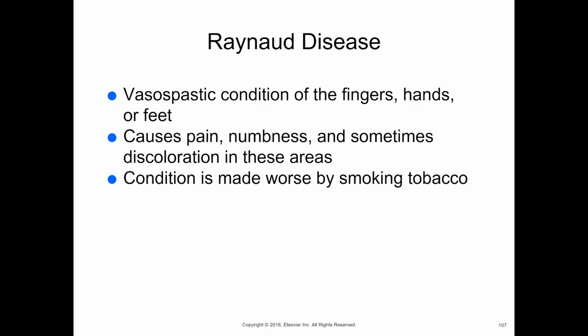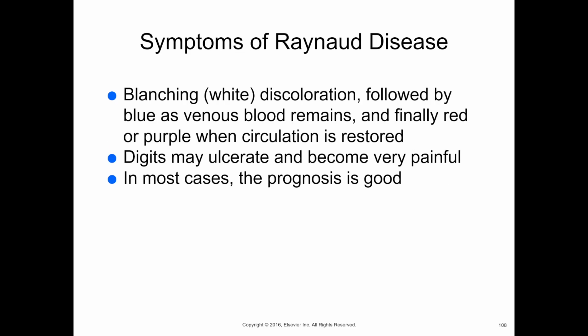Raynaud's disease, this is a rather interesting condition. It can be both primary or secondary. It's a vasospastic condition of our fingers, hands, or feet. You get pain, numbness, sometimes, and it says sometimes discoloration, but in reality, there is discoloration. They always talk about how your digits basically go white, blue, then red. Okay, so you get blanching due to the fact that there's a vasospastic event. There's not really a lot of blood. It gets blue as venous blood starts to pool in the hand, and then red and purple as circulation is normally restored.